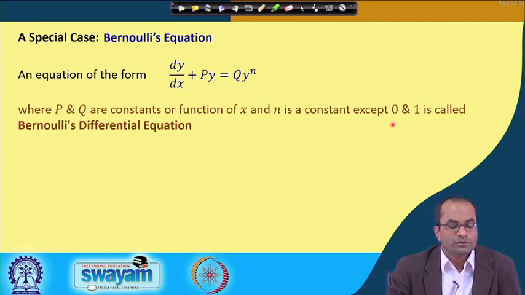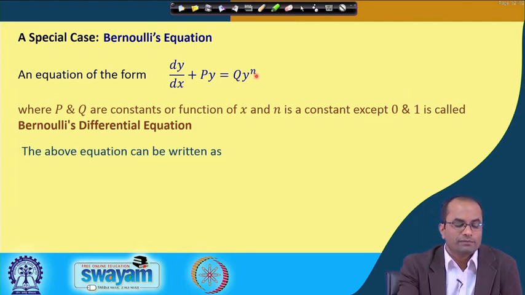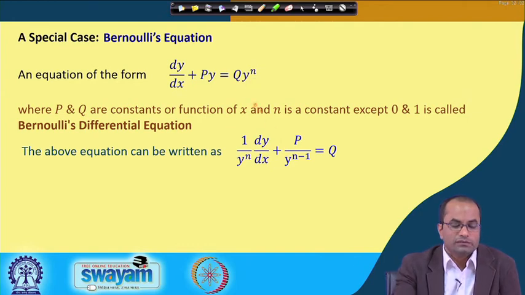How can we do that here? If we divide by y power n, then this equation can be written as 1 over y power n times dy over dx, plus p times y power n minus 1.